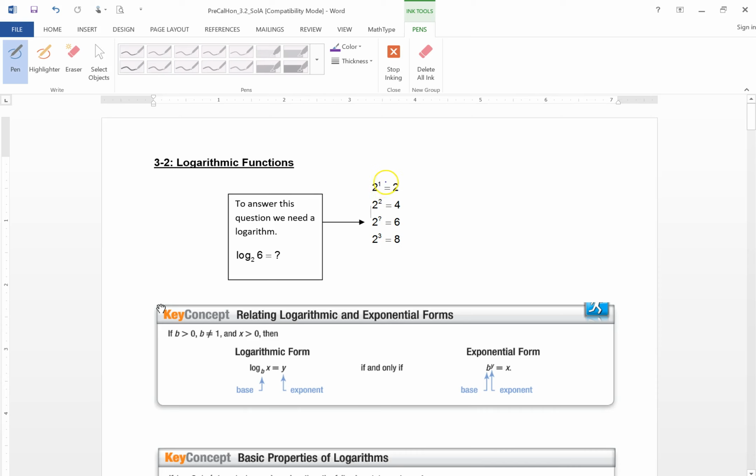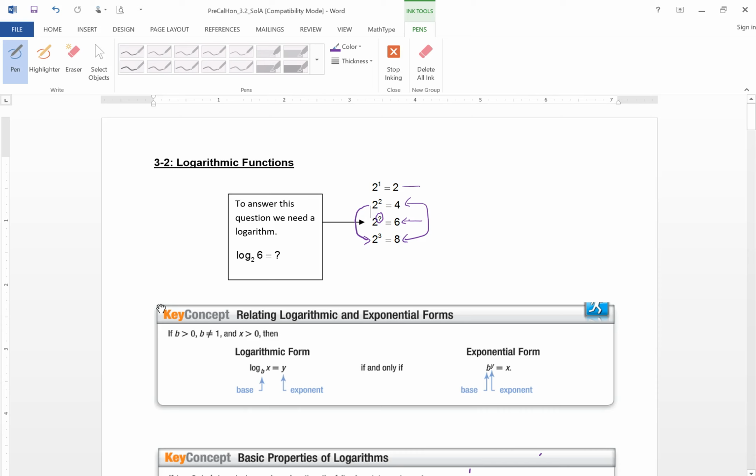So if you have 2 to the power of 1, you get 2. If you have 2 to the power of 2, you get 4. 2 to the power of 3 gives you 8. But what if I want to raise 2 to an exponent and get 6? See, if I go from an exponent of 2 to an exponent of 3, I'm jumping from 4 to 8. Okay? But what if I want to raise it to something and get 6?